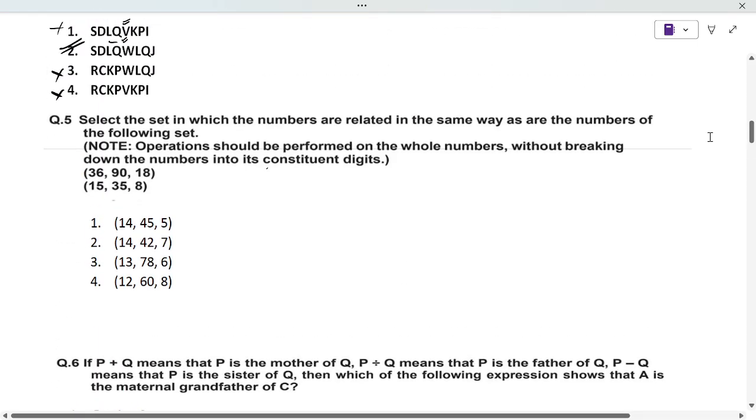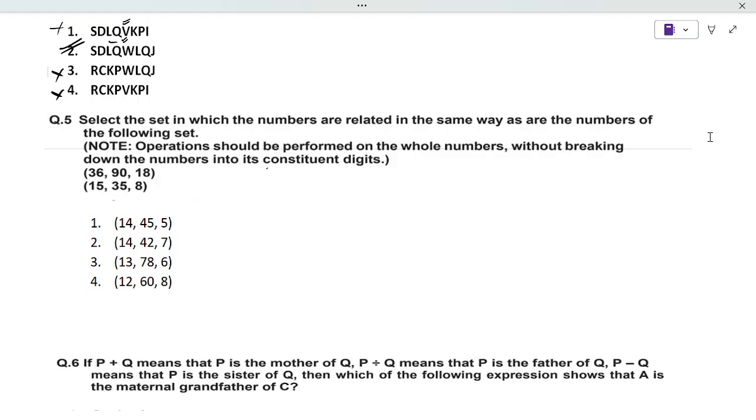Alright, this is very common in our exams. So here we have 36, 90, and 18. There will be a pattern, and that pattern must follow the next one. Also next set 15, 35, 8, and with help of that one we need to find which one will be the right one. So here we have 36, 90, and 18.